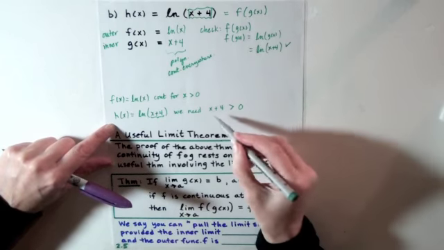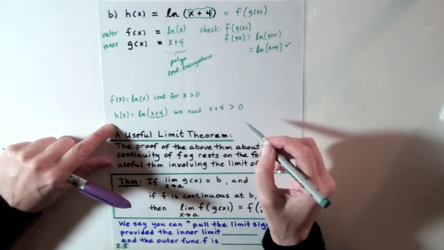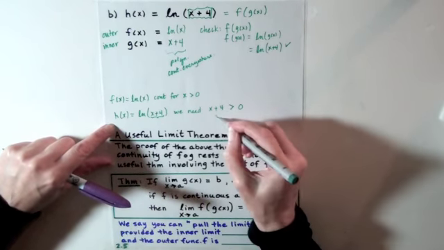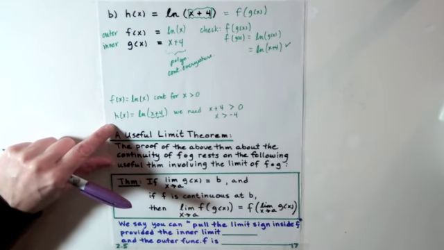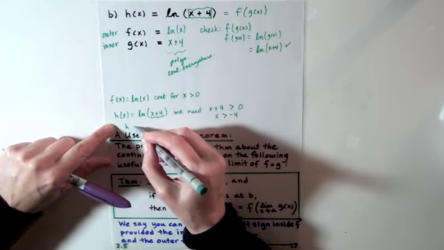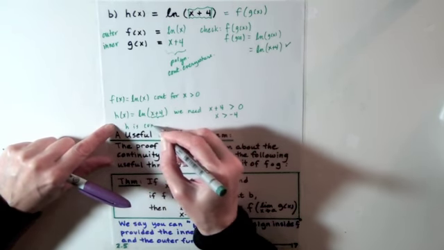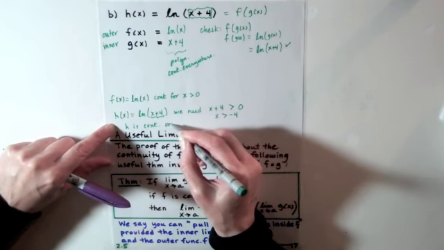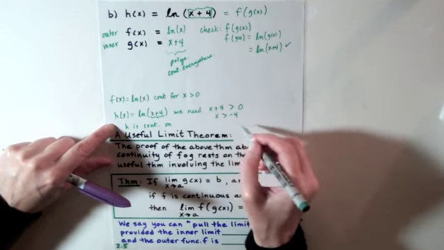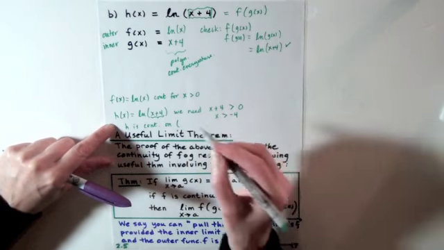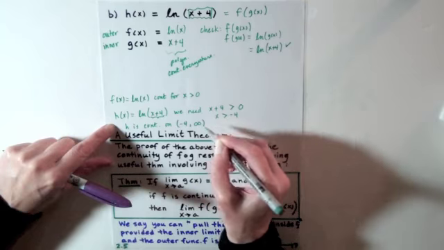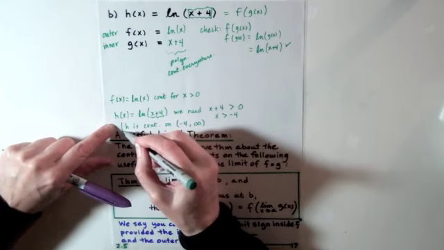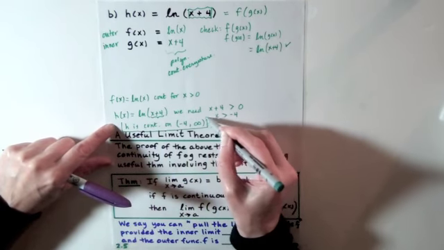Well, for what values of x is that true? We just solve this inequality. I move the 4 over by adding negative 4 to both sides, and x would have to be strictly greater than negative 4. So h is continuous on the interval of x values x greater than negative 4. If you want to write it in interval notation, it would be from negative 4 to positive infinity. And that's what we would write as our final answer.